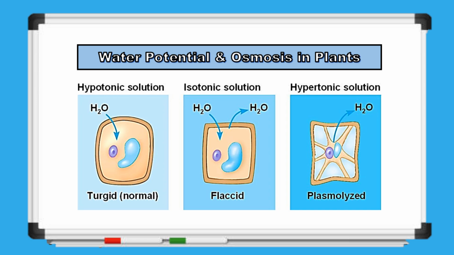Each plant cell in the diagram is shown with a thick outer cell wall and a thinner inner cell membrane, clearly illustrating how water potential affects the position of the membrane and the cell's turgor pressure. This image effectively demonstrates how plant cells respond to different water environments and the role of osmosis in maintaining cell integrity and overall plant health.